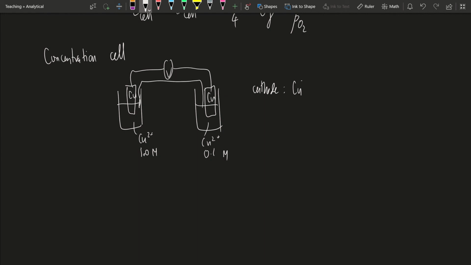The cathode is copper 2 with 1 molar, because you can guess that at the end the concentration of the copper in the 2 half cells should be the same. So this is going to be decreased, and this is going to be increased. To decrease the copper 2, this has to undergo reduction, and this has to undergo oxidation. So this is the cathode, and this is the anode. This is why we write the 1 molar side as the cathode.